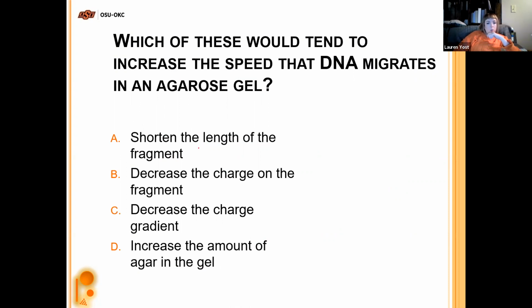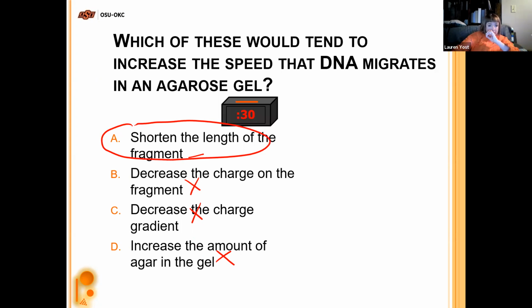If you shorten the length of the fragment, or decrease the charge of the fragment, well, no, the more charged it is, if it's more negative, it should move technically faster. If we decrease the charge gradient, that's not going to help it go faster. Increasing the amount of agar in the gel is just going to catch things up more. So that would be your A option, shortening the length of the fragment so it can move faster through the gel.